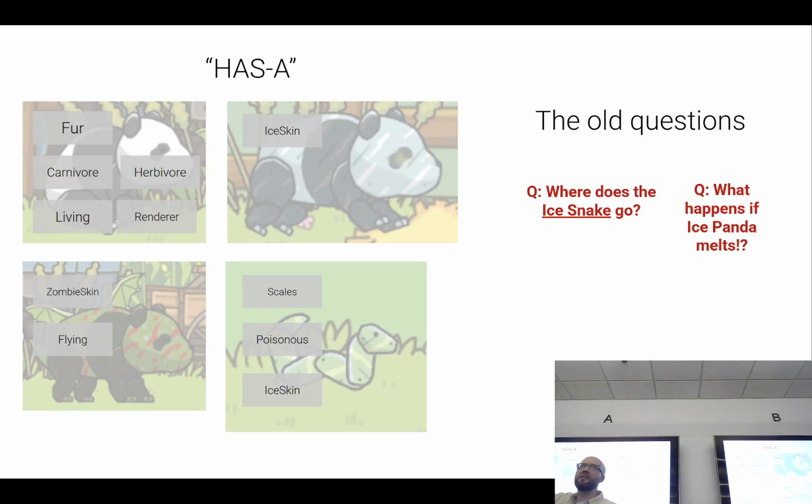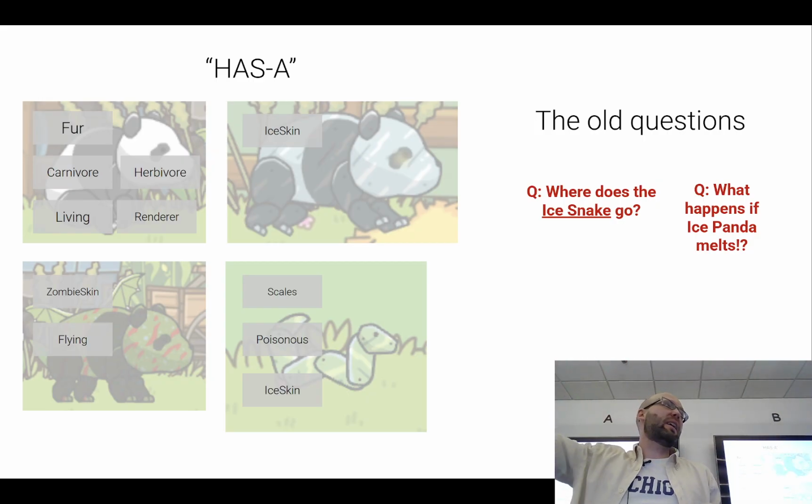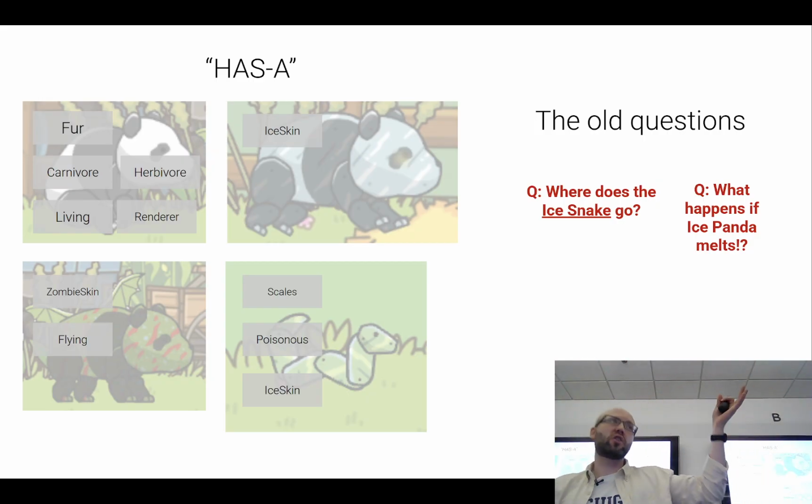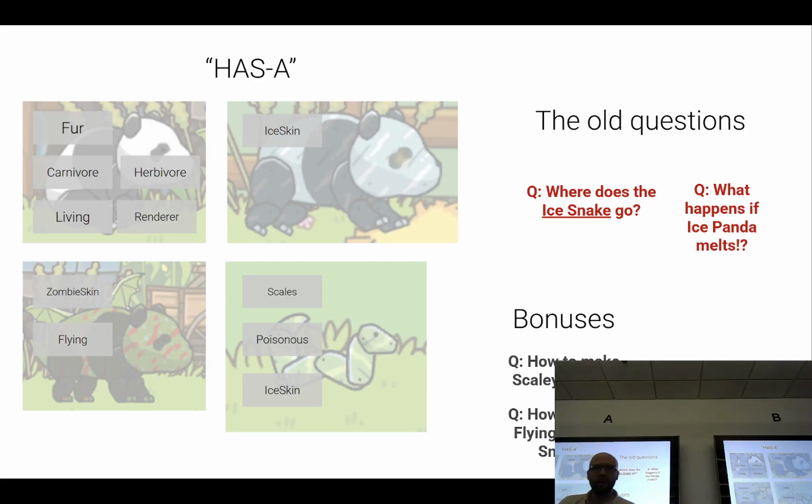You know how to do this. Give me the line of code that does this. Yes? Yeah, you can just get component ice skin dot enabled equals false, or use the destroy function to get rid of it completely, okay? How do you make a scaly panda? Well, take the scale component that you have on the ice snake and just put it onto the panda. Get rid of the zombie skin, okay? You've made a scaly panda, okay?